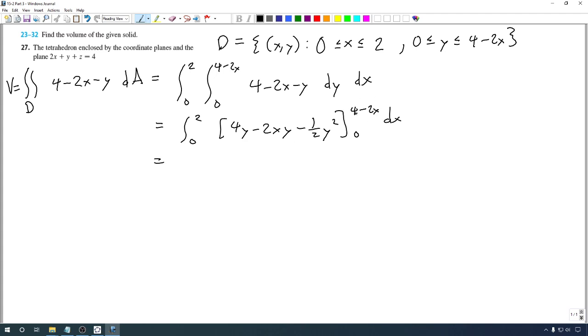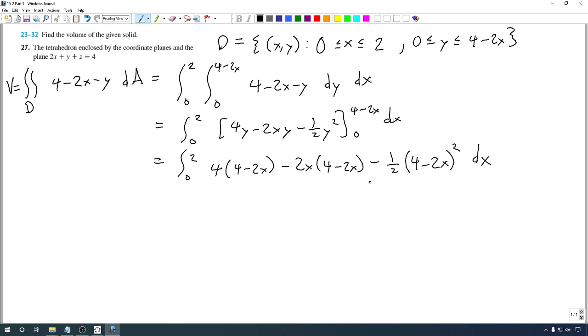We go ahead and plug in 4 minus 2x. Plugging in the 0 actually gives us 0, so we don't have to worry about that too much. So we end up with 4 times (4 minus 2x) minus 2x times (4 minus 2x) minus half of (4 minus 2x) squared.